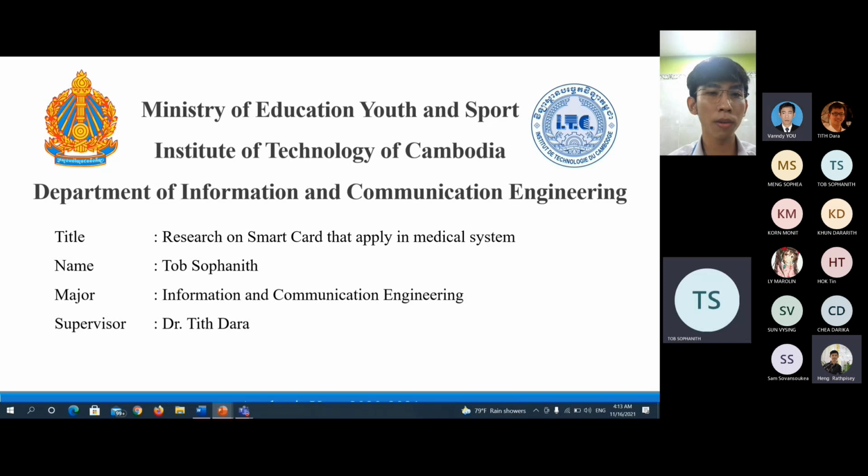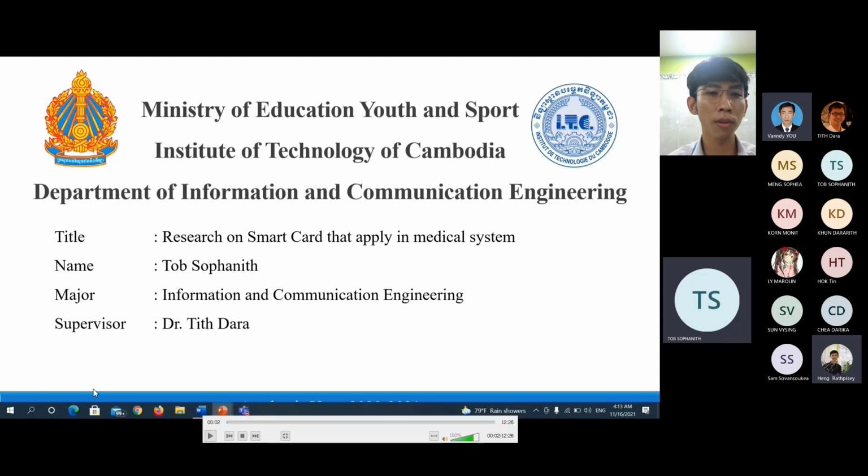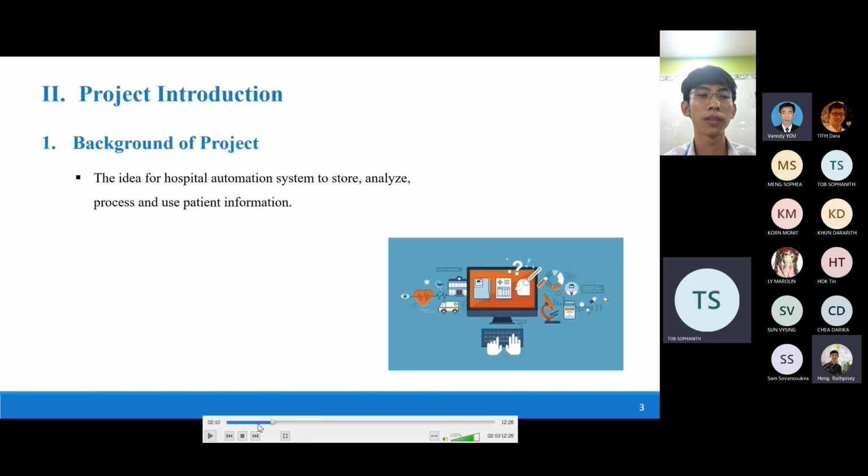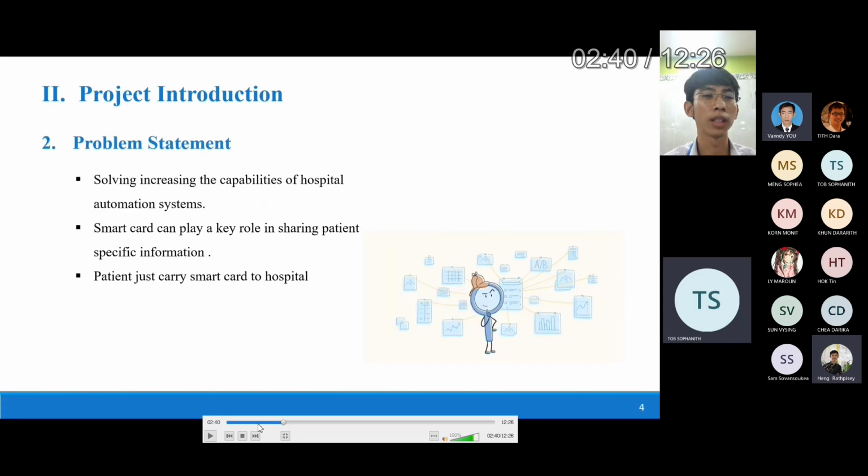Okay, thank you, Panat, for your presentation. You did the research on smart card, right? So, can you just clarify again what is the goal, the main aim of using smart card comparing to using a normal document or the existing system that we have?